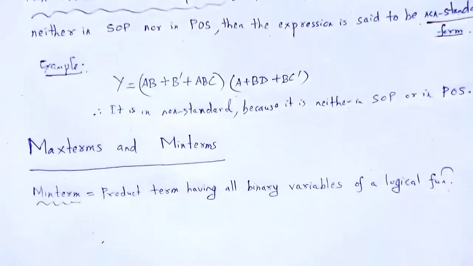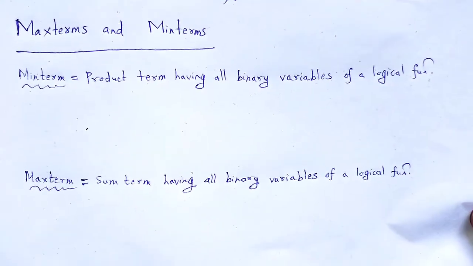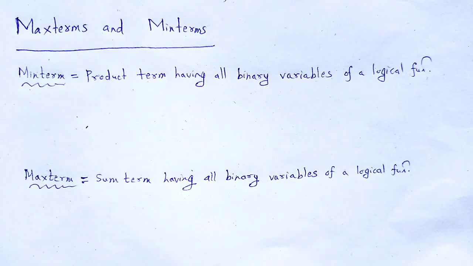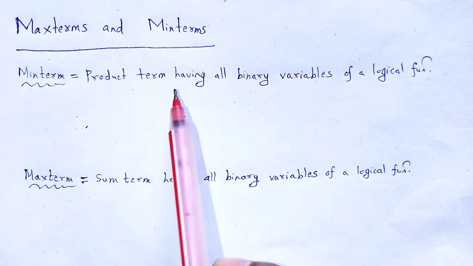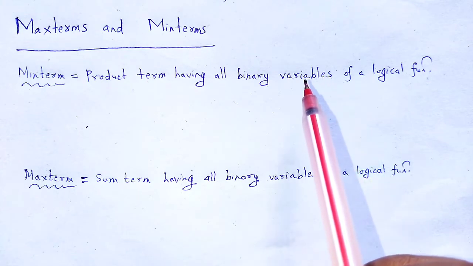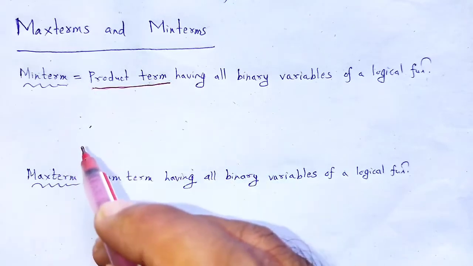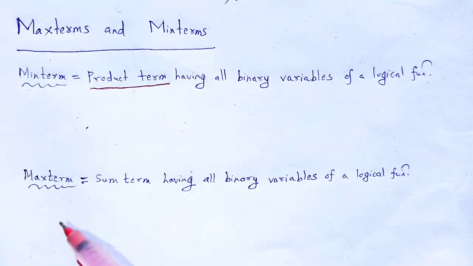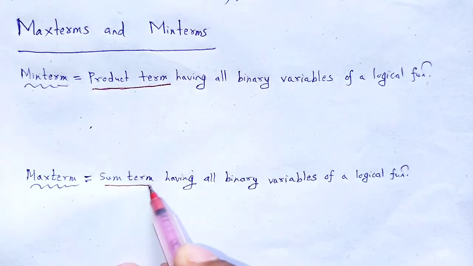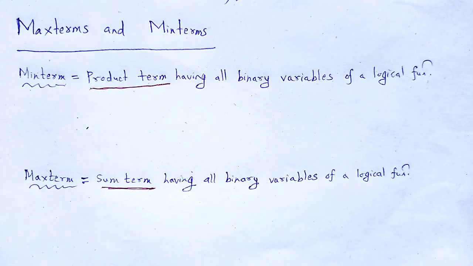Next, idea about Maxterms and Minterms. So, what is a Minterm? A Minterm is the product term having all binary variables of a logical function, that is the product term. In a similar pattern, a Maxterm is the sum term having all binary variables of a logical function.